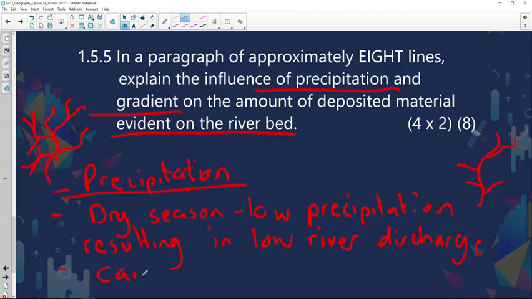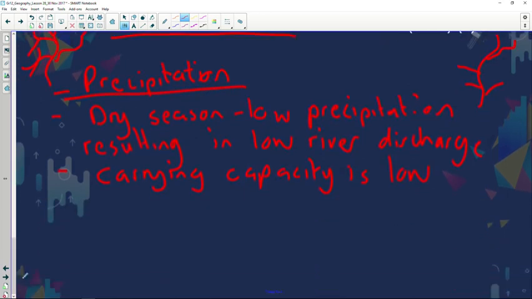Carrying capacity is low and deposits the material. Now, if there's going to be volume of water, for instance, in the rainy season, the carrying capacity is going to increase because there's water in the river channel.